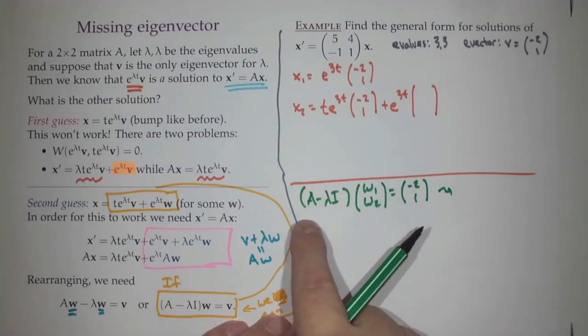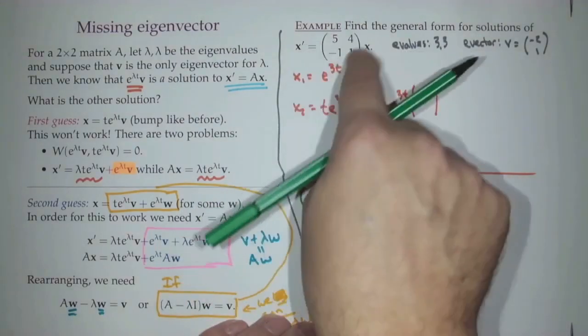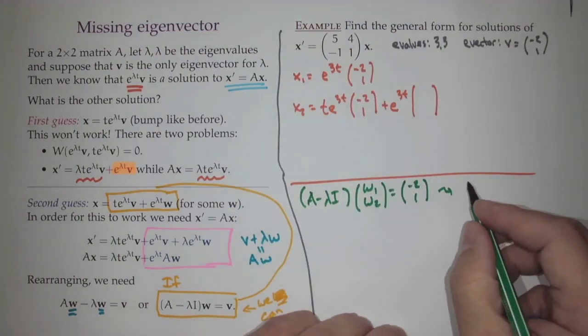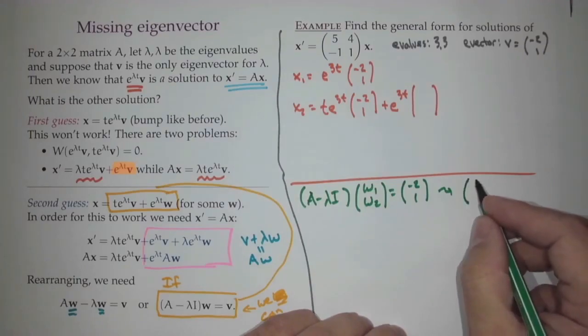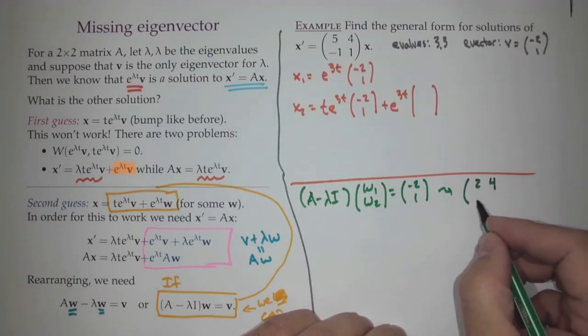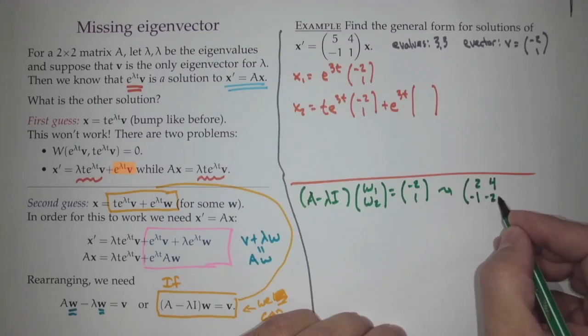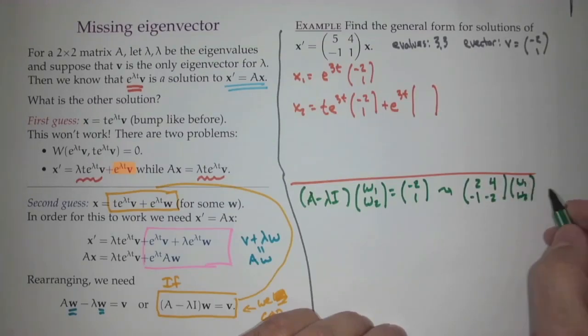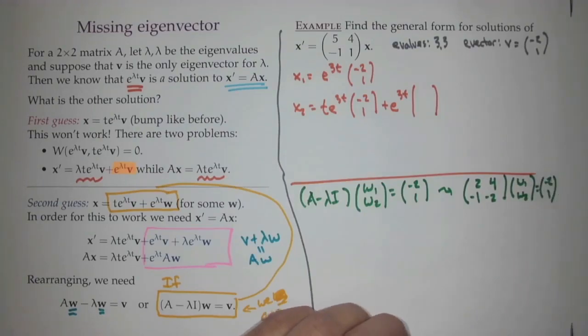So we know A is the matrix. We know lambda is 3. So we can say A minus lambda I is 2, 4, minus 1, minus 2, times w1, w2, and we want that to be minus 2, 1. Okay, so what do we have here?